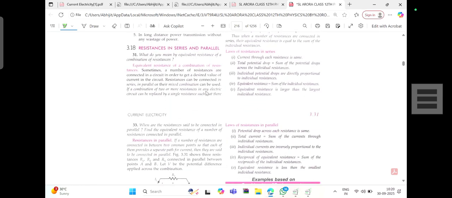That is our next target, that is resistance in series and parallel. Resistance in series and parallel. What do you mean by equivalent resistance of a combination of resistances? That is the first question that arises in your mind. What is the equivalent resistance of a combination of resistances?